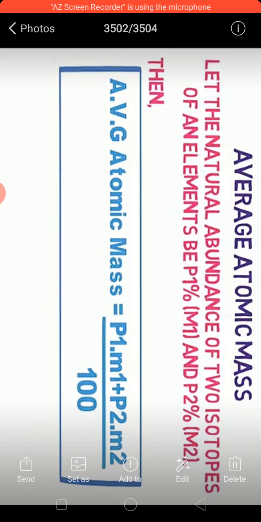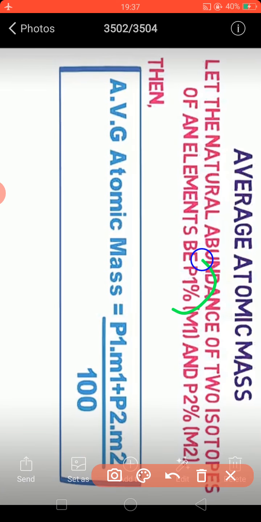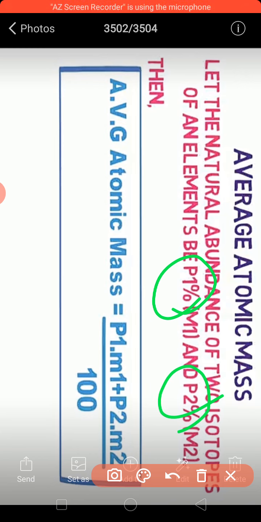In those kinds of numericals, generally the percentage is given. So what you have to do is take P1 M1, that is the percentage times the mass of the first species, plus the percentage times the mass of the second species, divided by 100. In this way you have to calculate average atomic masses. These are rarely found in numericals, so you need not worry about these things. So moving to the next page now.